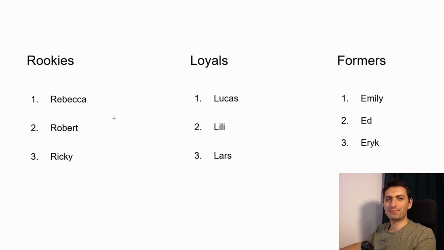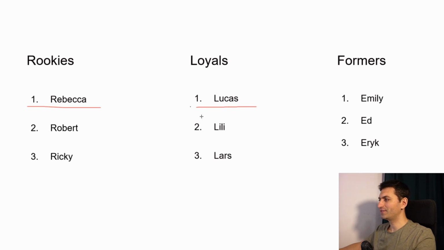What I have here is Paint, and I'm going to use my mouse to show you exactly how you should resolve this problem. So we need to create the team members that are 1 rookie, 1 loyal and 1 former for beginners. Of course, as you would do on paper, you start with the first item here, let's say Rebecca, the number 1. And with this Rebecca in mind, you go to the loyals. In the loyals, you start with the first one, Lucas, right?